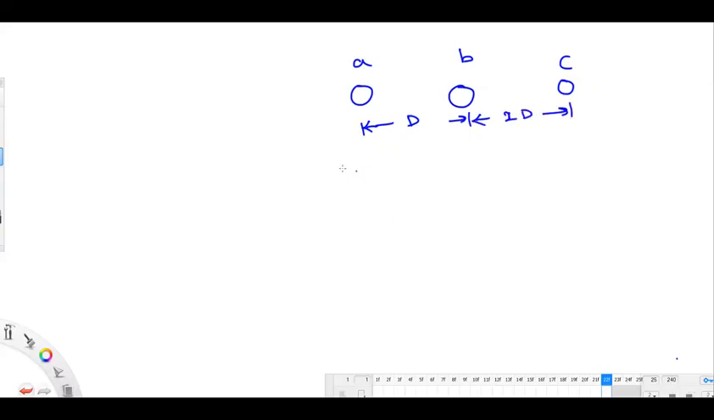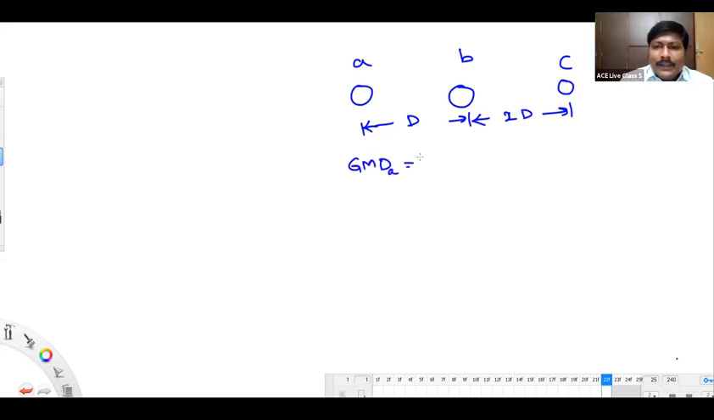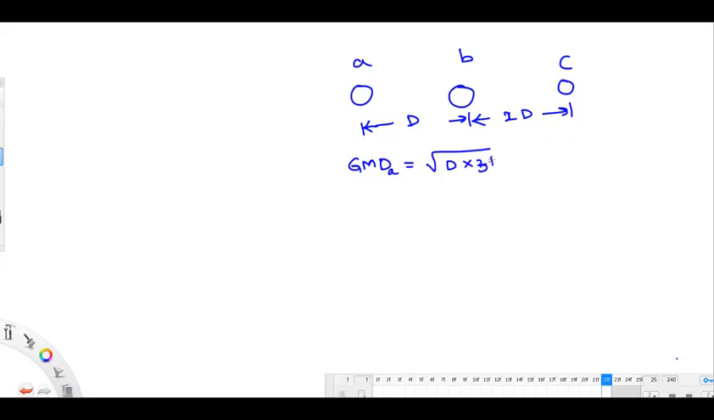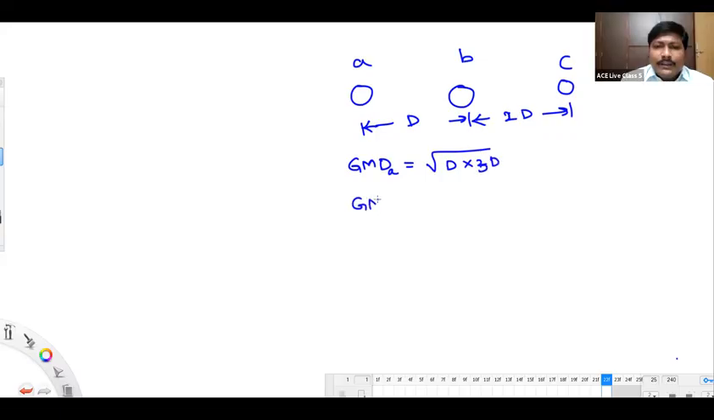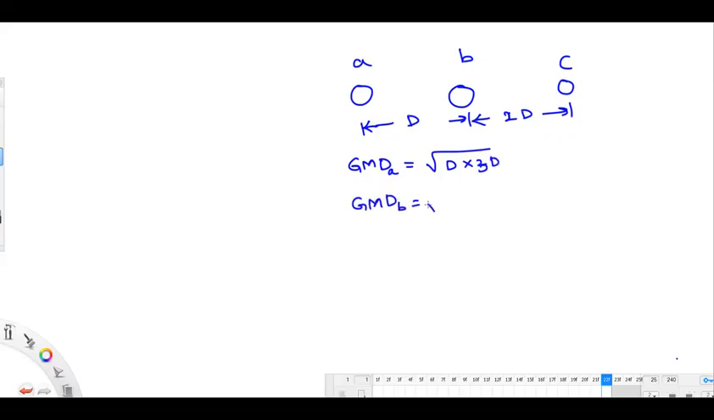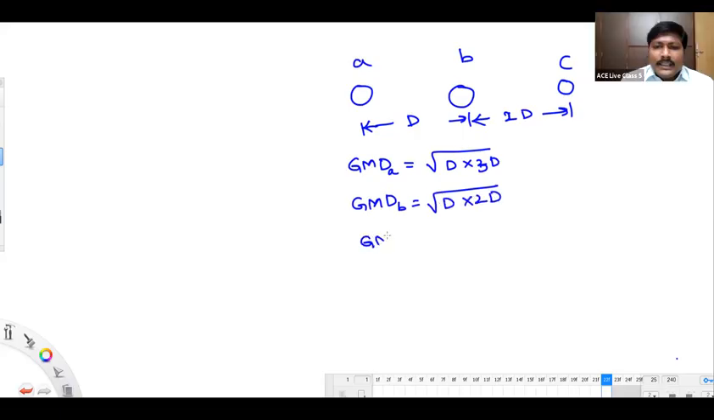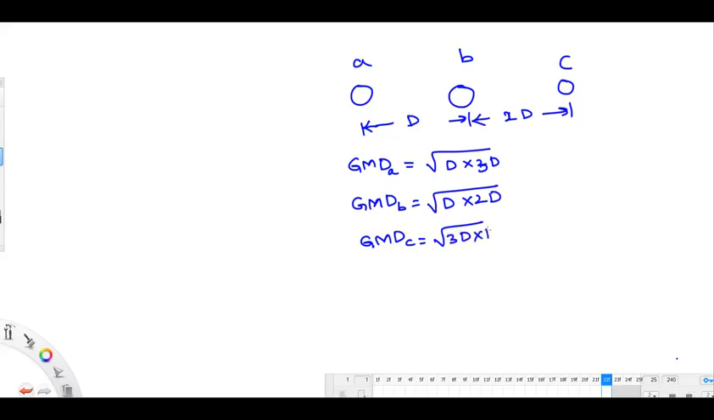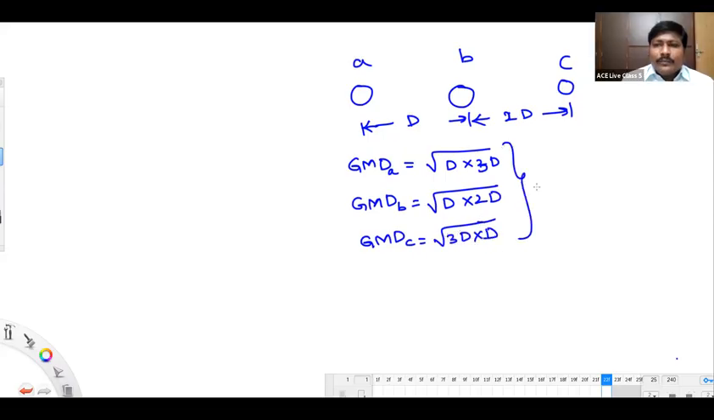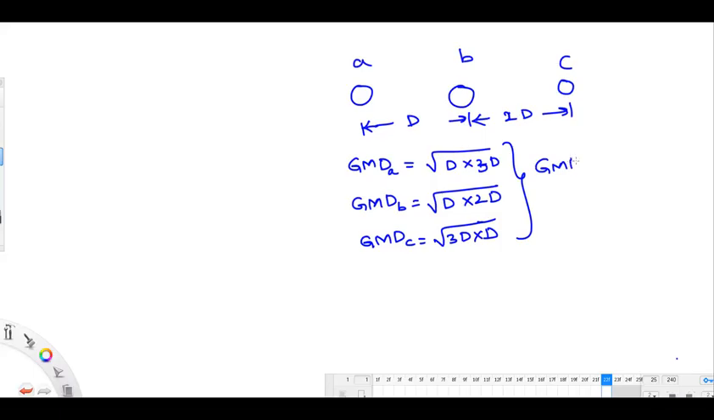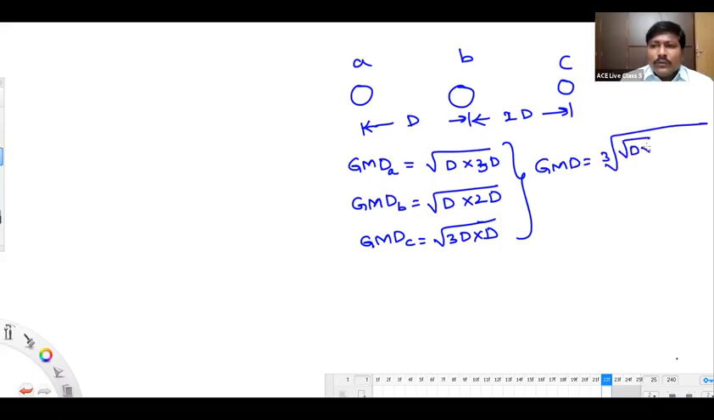What do you want first? GMD of the system with GMD of A, GMD of B. What is GMD of A? Root of D into 3D. Yes, sir. GMD of B? GMD of B equals root of D into 2D. Yes, sir. GMD of C? Root of 3D into D. What is the GMD of the system? Cube root of GMD of A, GMD of B, GMD of C. What do you get now? 1.61 into D, sir.